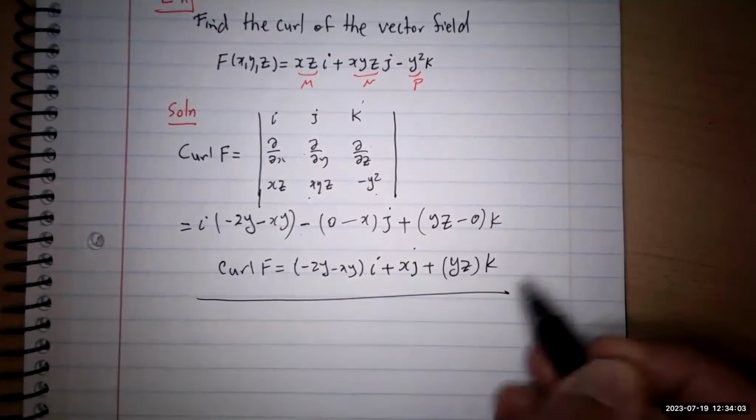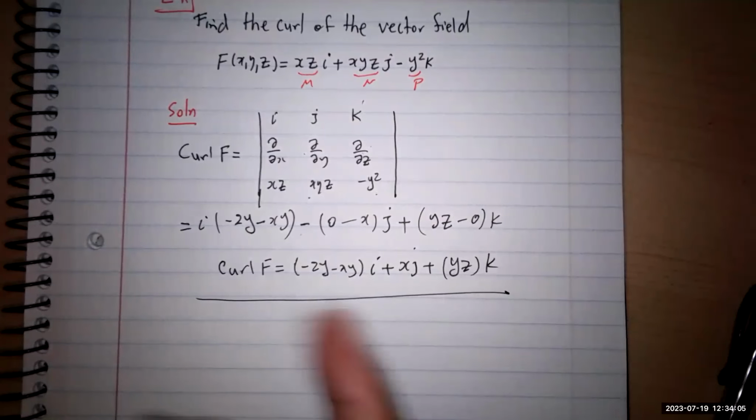This is the curl. This is the way we find it. You don't have to memorize the formula, really. Any question? So it's going to be just a vector field at different points. You get the direction of the fluid, if you like. Now we come back to the question.